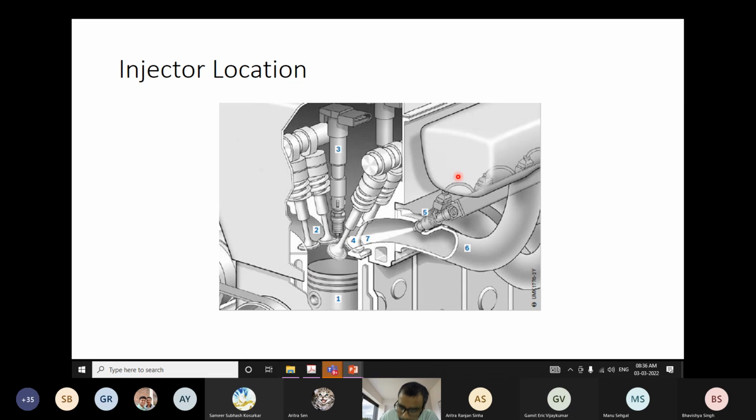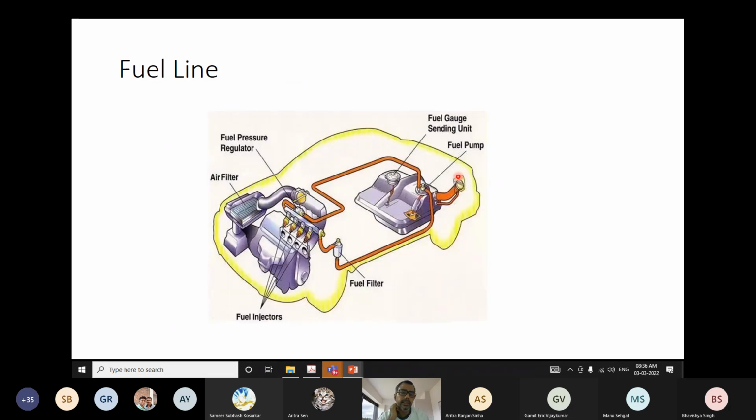Before that, this is one of the fuel lines in the vehicle. I have taken the picture from the internet so that you can see how it looks in a real engine. See, this is the fuel tank. In the beginning of the class, when I asked where the fuel tank is, mostly the fuel tank is at the bottom, at the back side. Here we have an opening through which the fuel is filled into the tank. So this is your tank, and inside that we have a fuel pump.